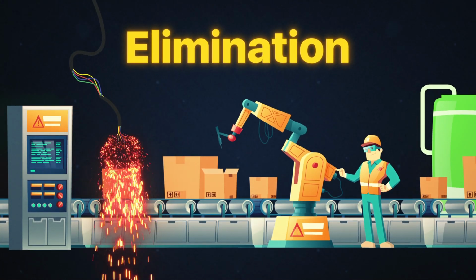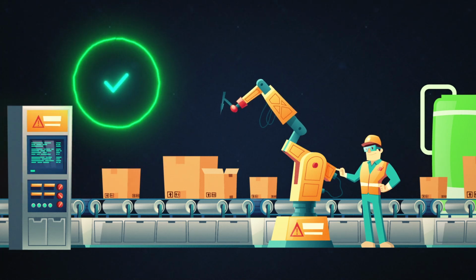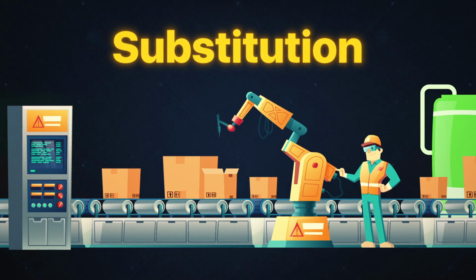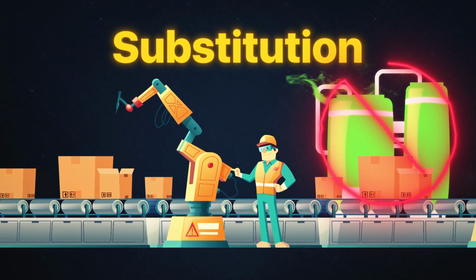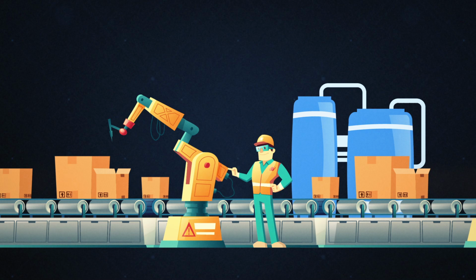Elimination. Completely remove the hazard. This is the most effective way to control risk. Substitution. Replace the hazard with something less dangerous, for example, using a less toxic chemical.